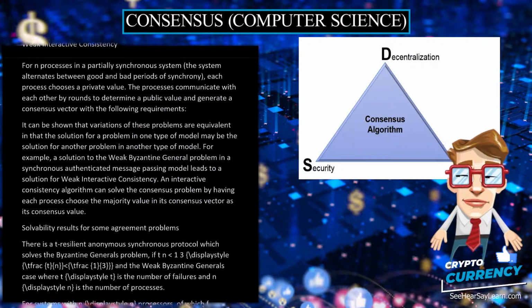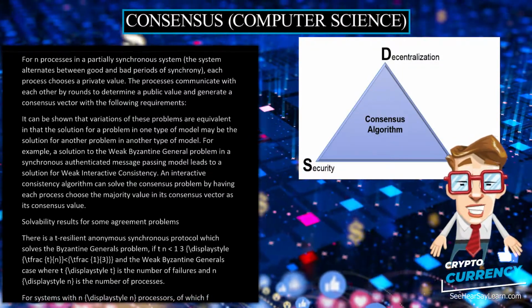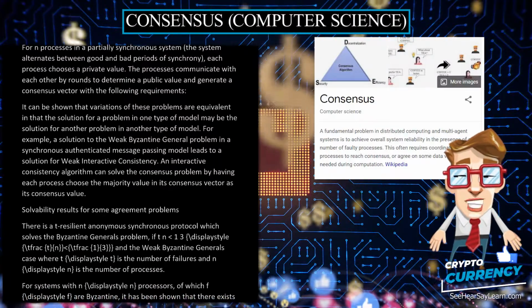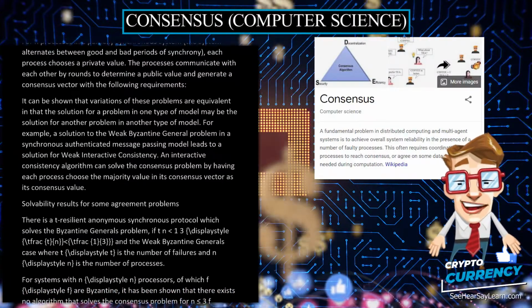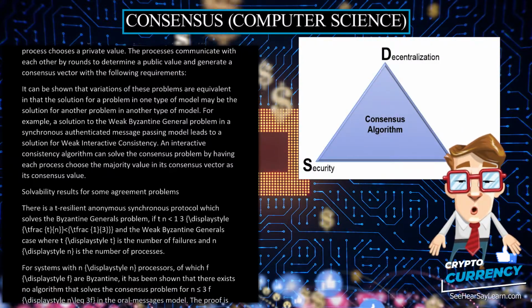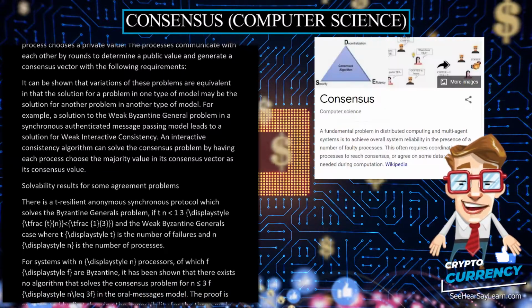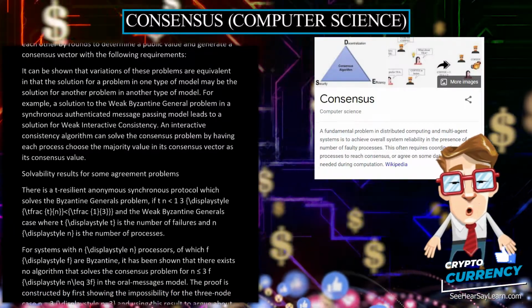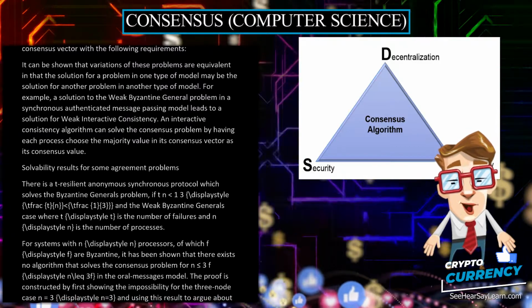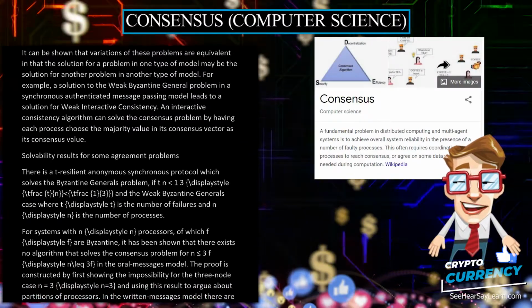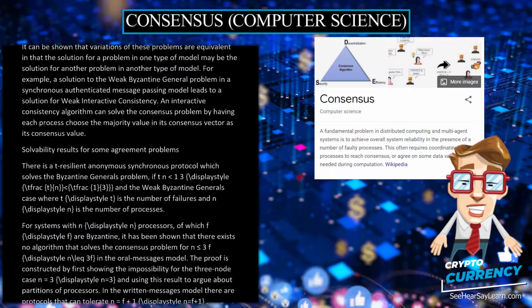T is the number of failures and n is the number of processes. For systems with n processors, of which f are Byzantine, it has been shown that there exists no algorithm that solves the consensus problem for n less than or equal to 3f, in the oral messages model.